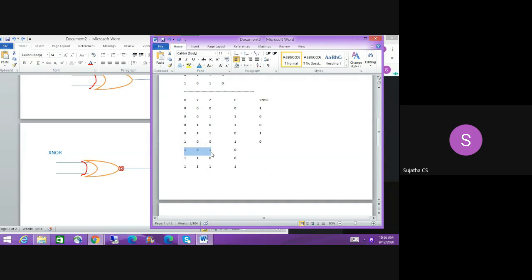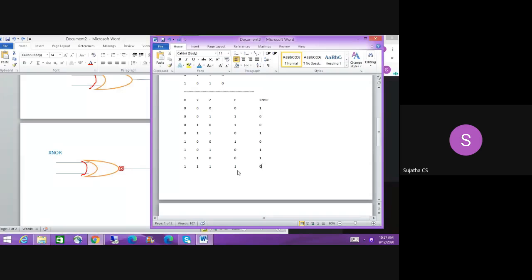1, 0, 1. If it is an even number, then what will you get? You will get a high value, 1. So here also the combination of input is even. So what will you get? A high value. Then the last possibility is an odd number. If it is odd inputs, then using an exclusive NOR gate, what will you get? You will get a low value, which means 0.